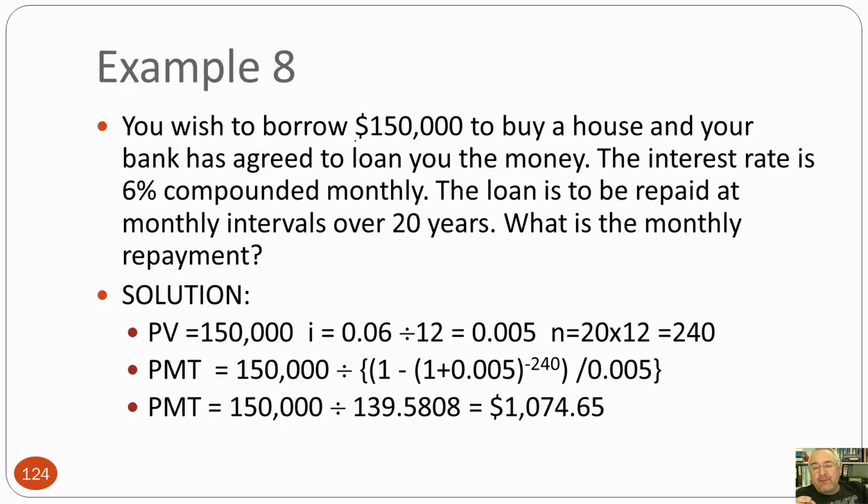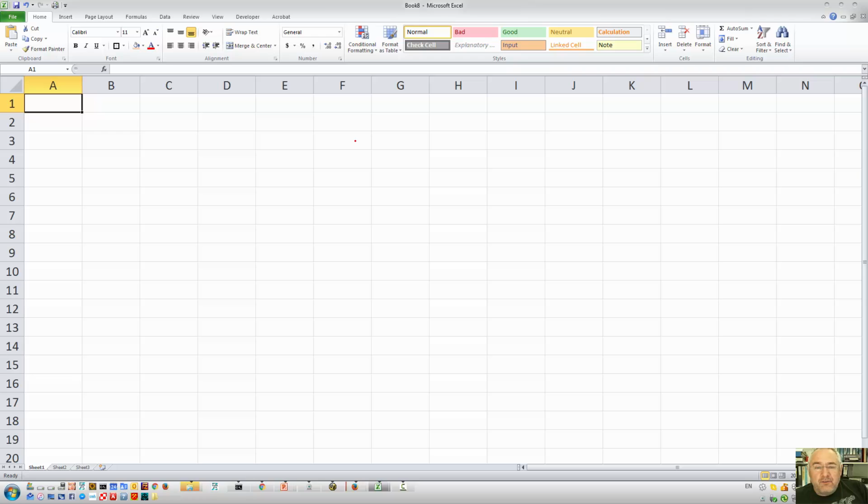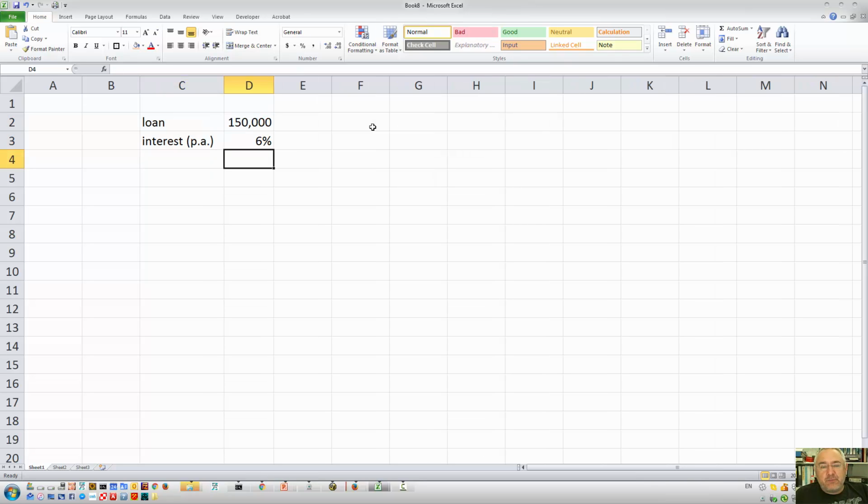What's the monthly repayment? Now, this solution here on the slide gives you a solution using the formula. We can go off and do this in Excel, and I think we probably should, just to see how we do it. And you know, Excel's present value function, you've got the same thing on your scientific or business calculator, so you can put these numbers in there. Now, the original loan is $150,000. The interest rate, if this is interest rate per annum, is 6%.